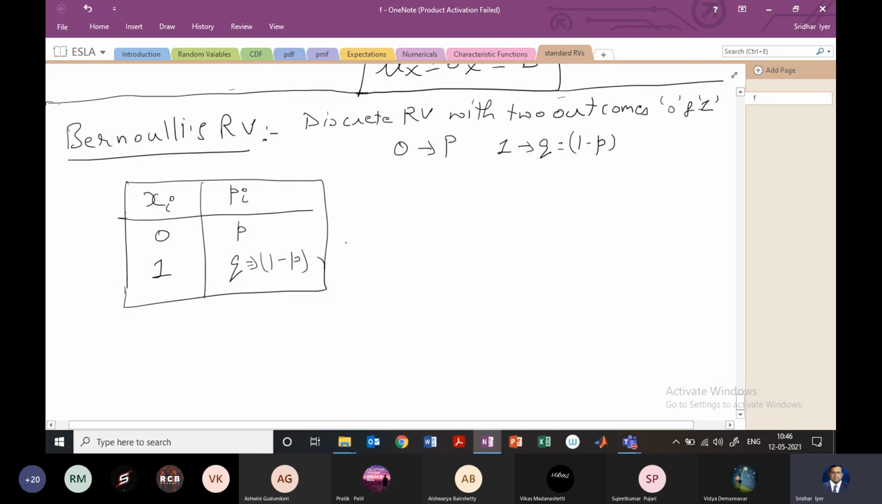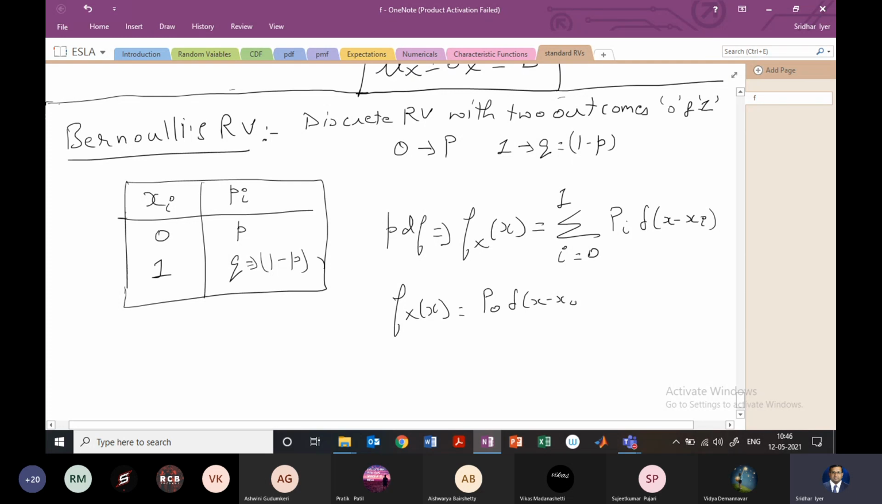Okay. So the PDF of this Bernoulli random variable, that is fx of x, will be, since it is discrete, a summation for i equal to 0 to 1 of pi delta of x minus xi. So you can actually find the summation. If you put the value 0, you'll get p0 delta of x minus x0, plus the second value, which is 1, p1 delta of x minus x1, right?